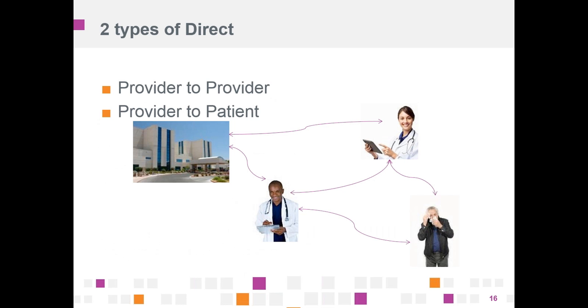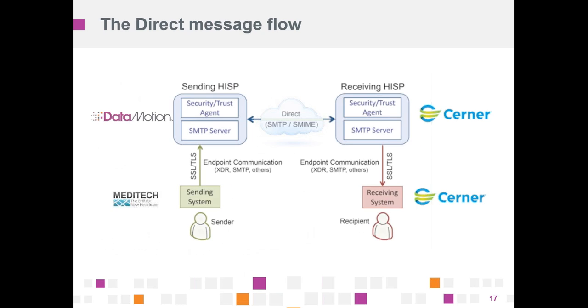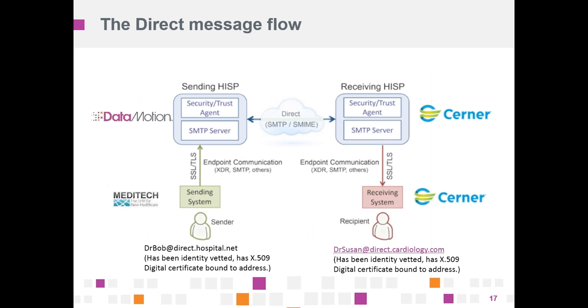The message flow works like this. The sender, in this case Dr. Bob, is going to send from his Meditech system using DataMotion as the HISP to Dr. Susan, who's a cardiologist, who's using Cerner.